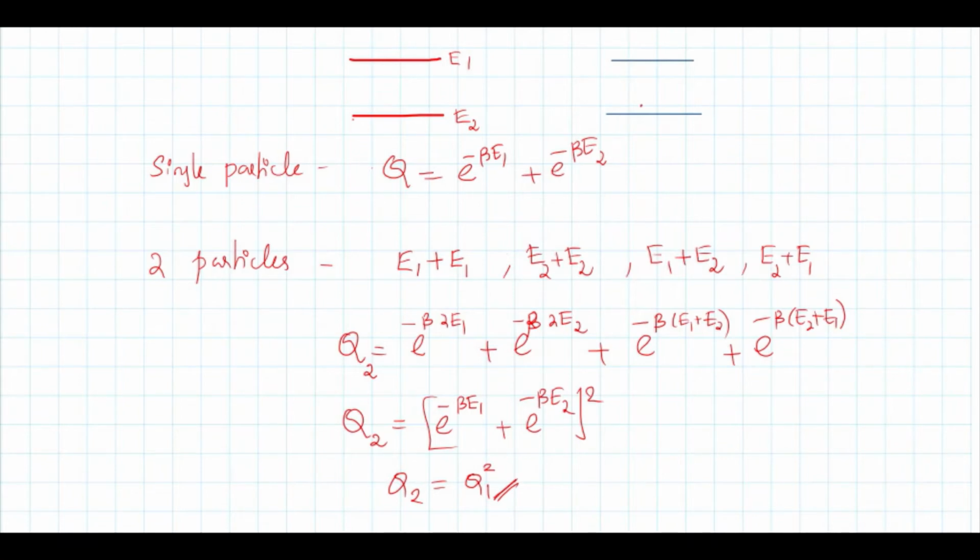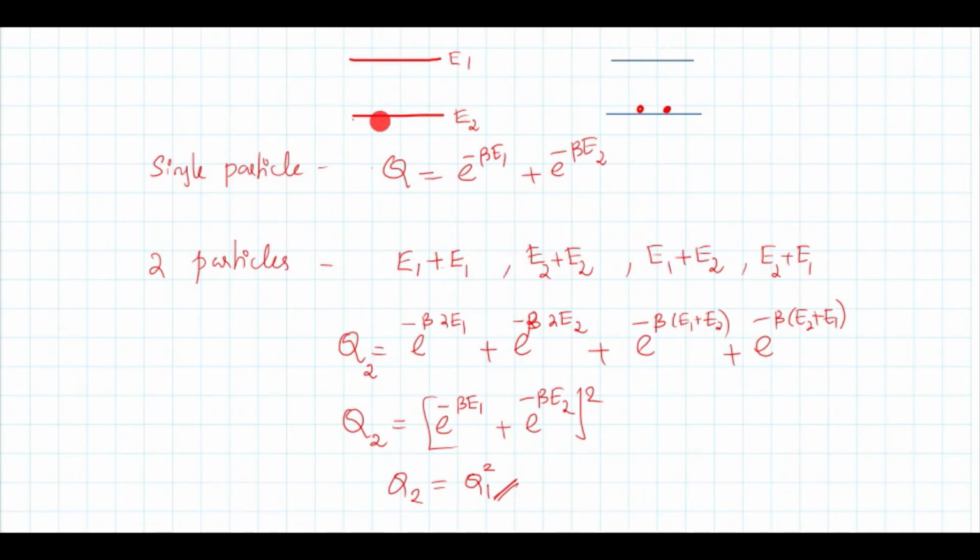One possibility is both the particles can sit in this level. So that will have a total energy of E2 plus E2, 2E2. Other possibility is these two particles can sit in the top level. That will give you E1 plus E1, total energy 2E1. Or one particle can sit here and the other particle can sit here. That will give you E1 plus E2. If the particles are distinguishable, it can sit the opposite way also. Then it will be E2 plus E1. So these are the four possible energy levels of this two particle system.